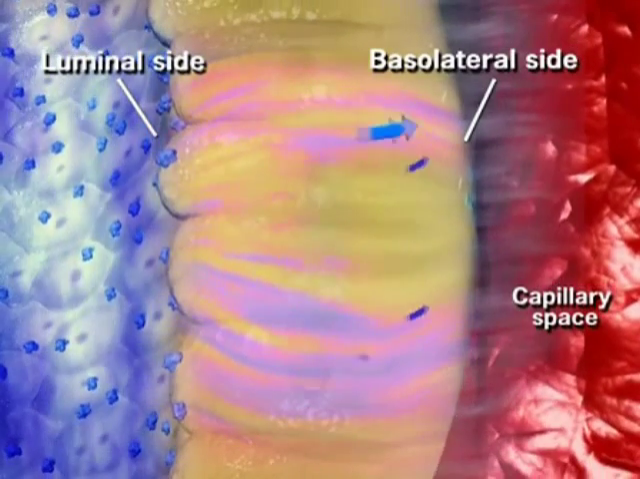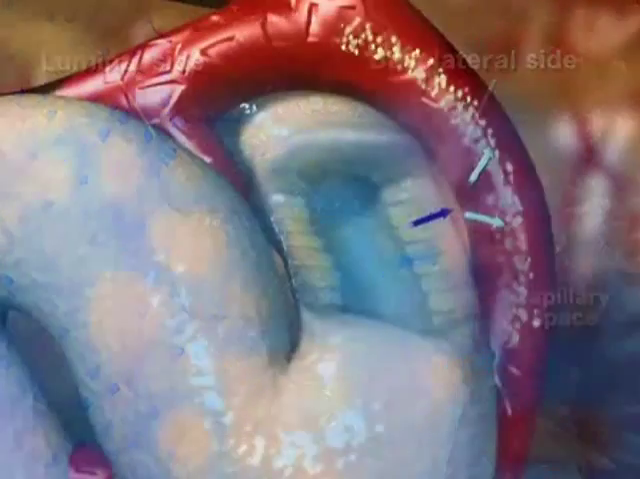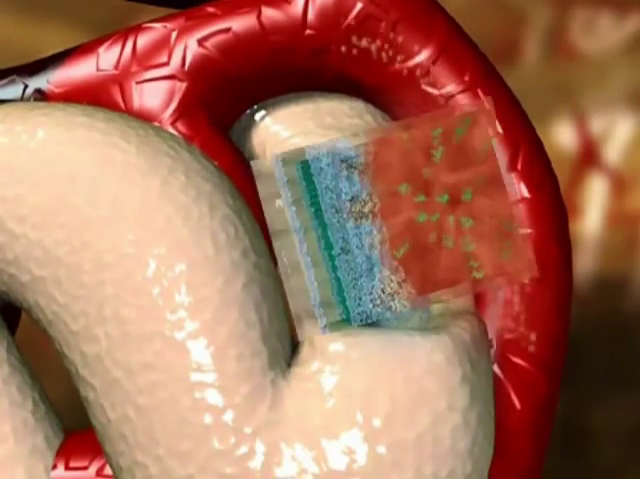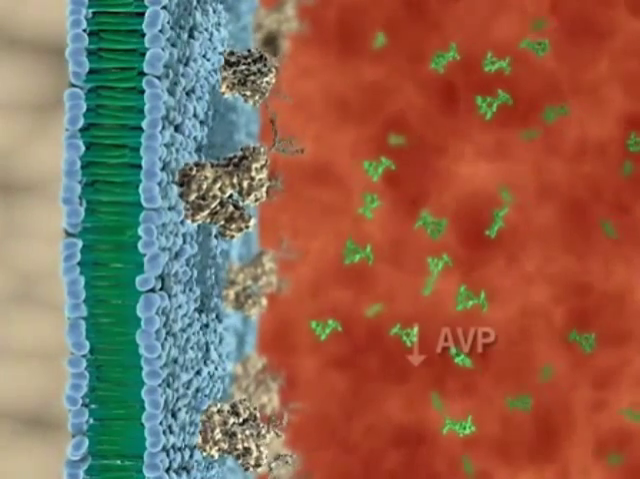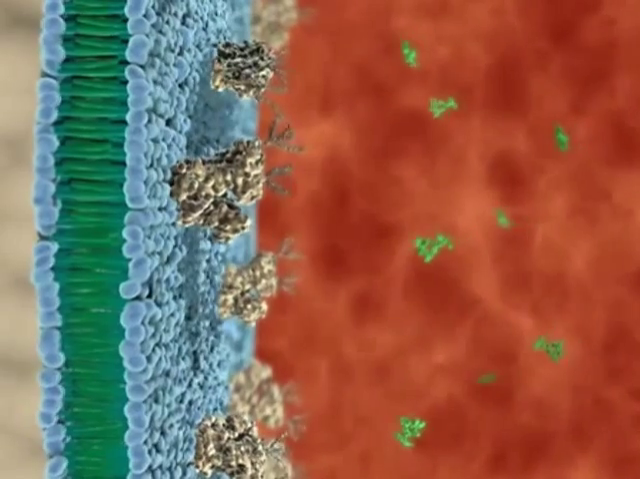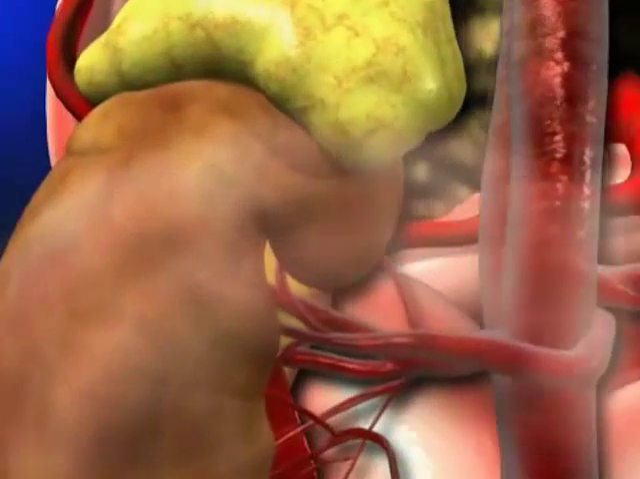The action of AVP at the V2 receptor helps maintain plasma osmolality in the normal range by increasing free water reabsorption. When plasma AVP is low or undetectable, the kidney excretes solute-free water.